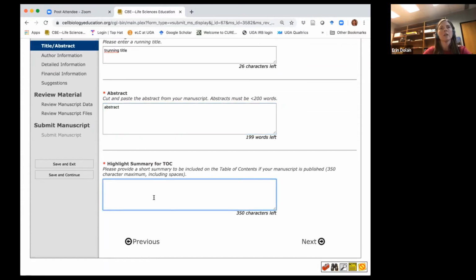The highlight summary for the table of contents is a little short description that gets published along with your manuscript. So it's just a little taste of what your manuscript is about. And this is kind of a nice thing that we can use, for example, when we're tweeting about your work, or that helps readers get a quick sense of what your work is about. I'm going to write highlight, and then I'm going to hit next.